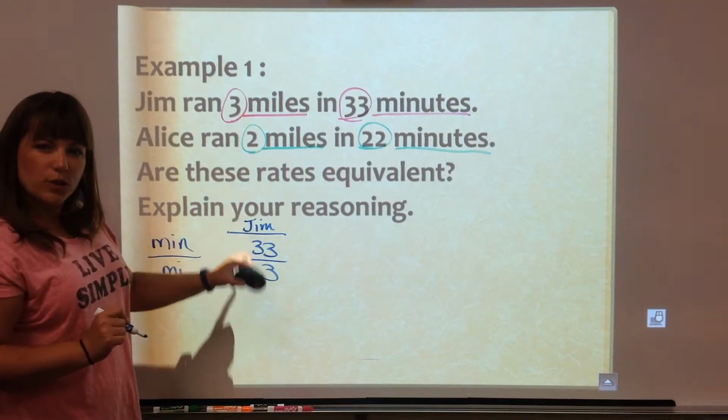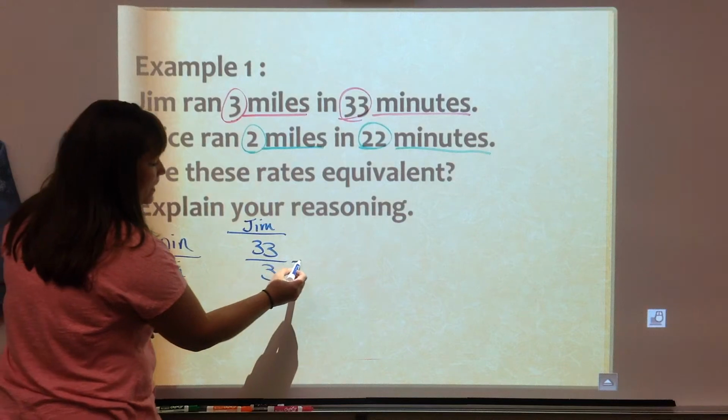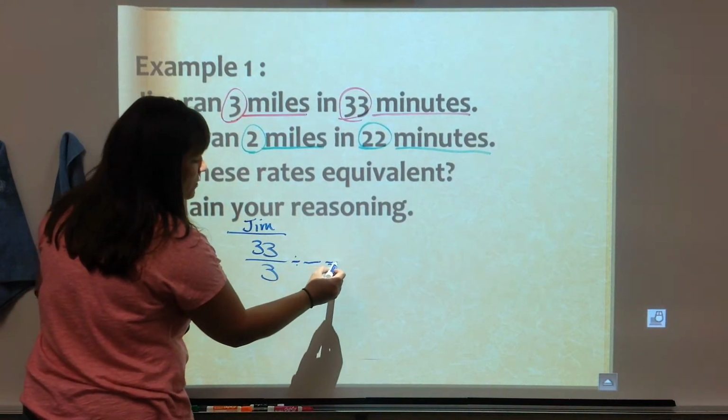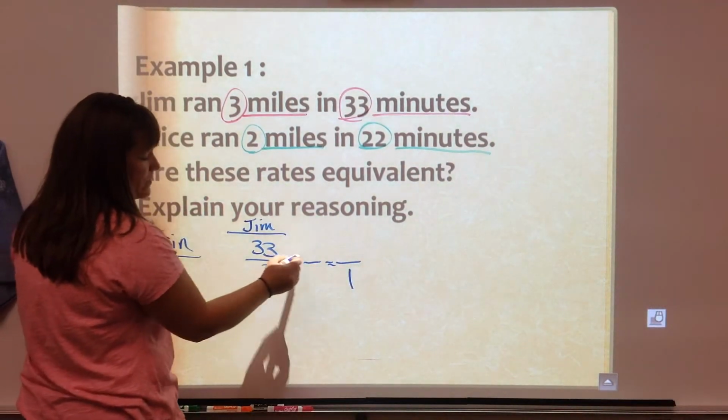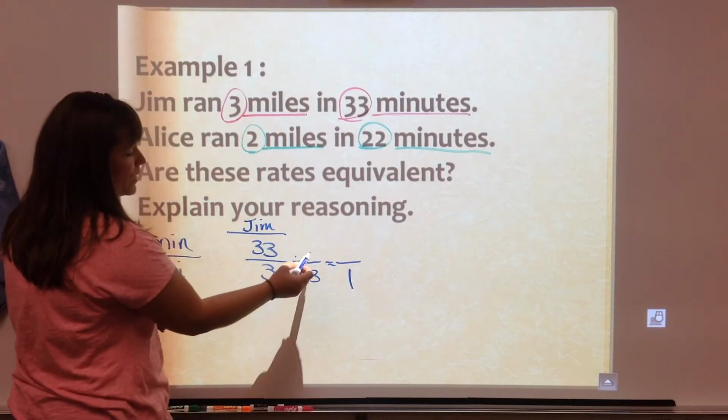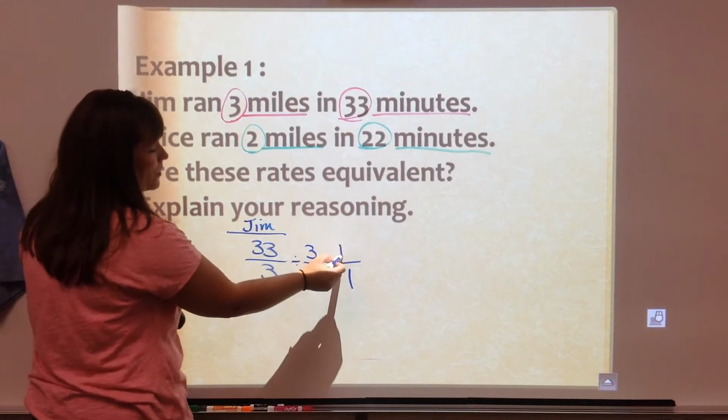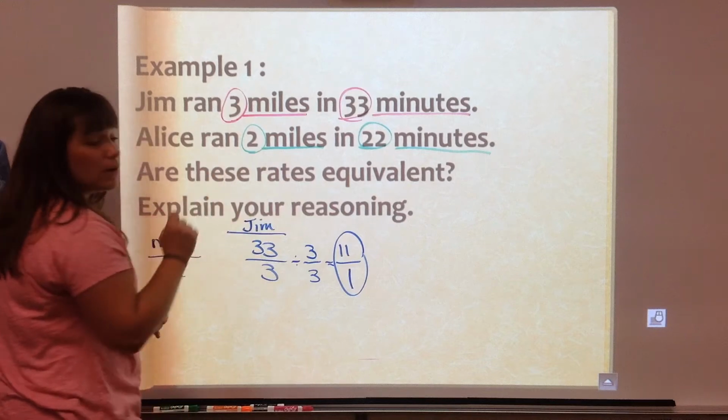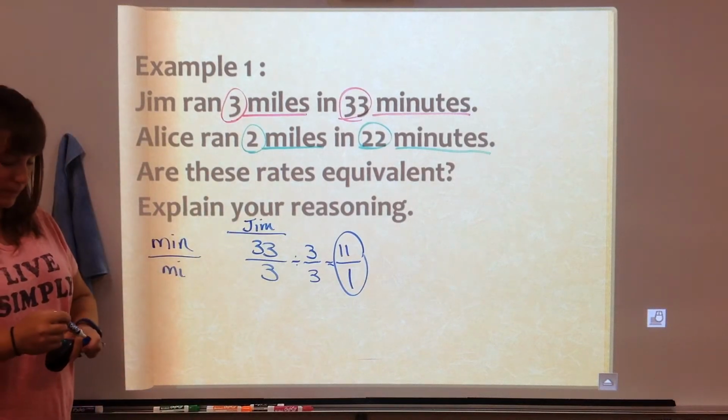I want to get this to a unit rate. How do I do that? By making my denominator a 1. So 3 divided by 3 is 1. What I do to the bottom, I have to do to the top. So I have the unit rate of 11 over 1.